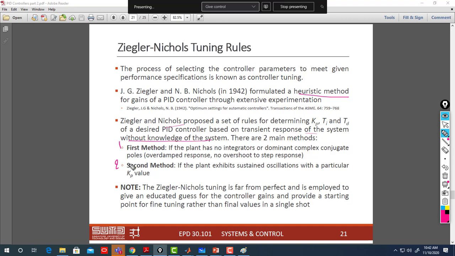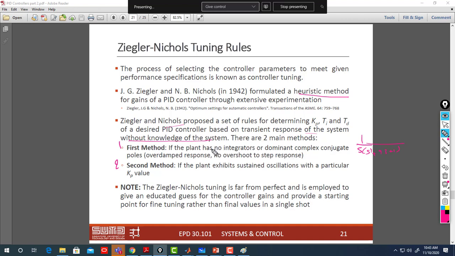Sometimes method 1 doesn't work, so you go to method 2. Okay, let's start with method 1. If it doesn't work, it's because there is a condition. Here is the condition: the first method is applied only if the plant has no integrator. If the plant has an integrator in it, for example, then I don't apply the first method.